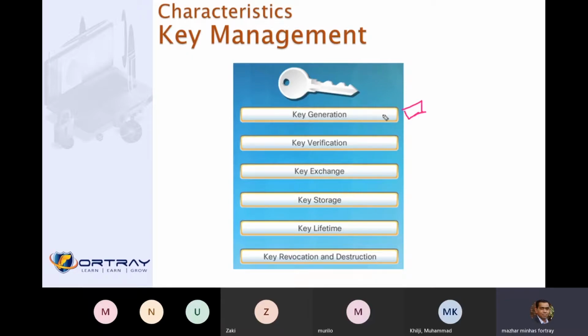There was a time when you shared the secret key or all those things. But how can we generate a key, so that the other party can verify that we are using the right key? What is the method of key exchange, where can we store the key, what should be the length of the key, how long the key should be valid for. And another important, interesting thing is when we can revoke the key and destroy it.